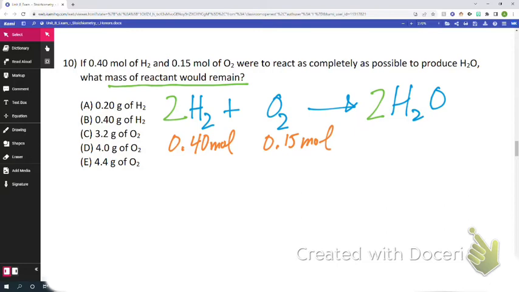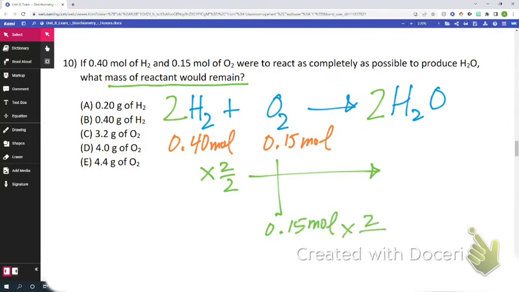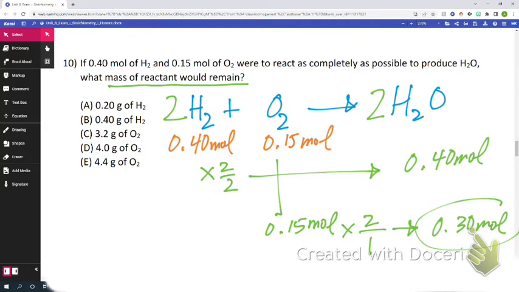So let's just figure out which one's limiting first, right? If you want, you can figure out which one's limiting by just going over here. This one, you're going to times 2 over 2 to ride over. This one, the 0.15 moles, you're going to multiply by 2 over 1 to ride over. So I'm going to end up with 0.40 moles here and 0.30 moles here. Which one's less? This one's less. So O2 is limiting.